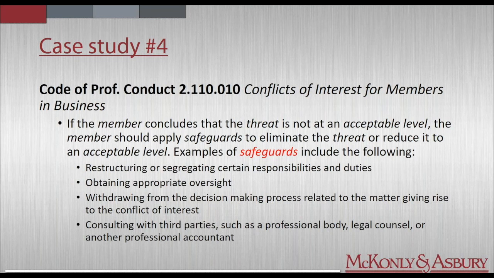Second is to obtain appropriate oversight. So I'm going to go through the process, evaluate the bids, and make a recommendation, but I'm going to let my board make the final call, and that's the oversight process. I won't make the final judgment. We've already talked a little bit about withdrawing from the decision-making process, similar to segregating responsibilities. And then finally, we can consult with third parties. If we think there's an out, and we think we can have some specific interpretation that says I can do this, we can track that down, but generally not a very successful process to go through.